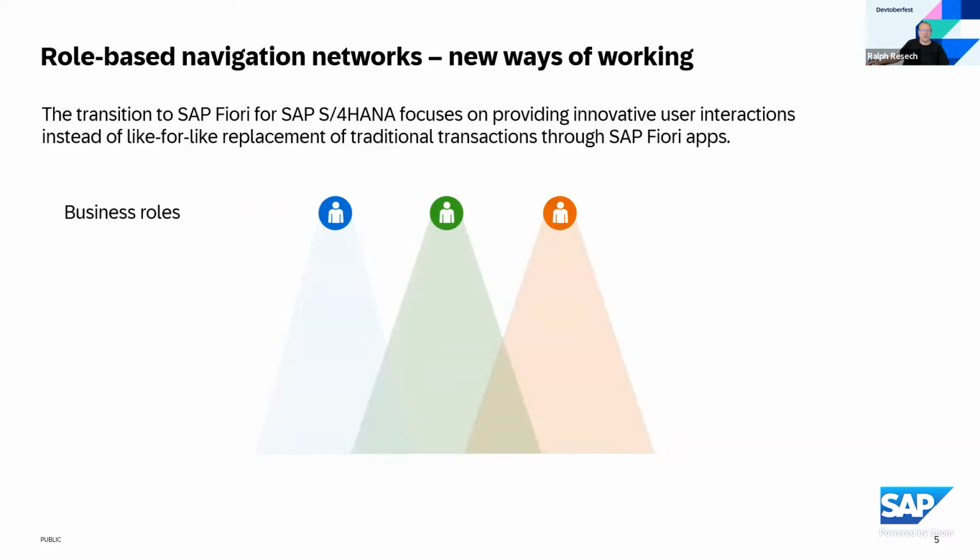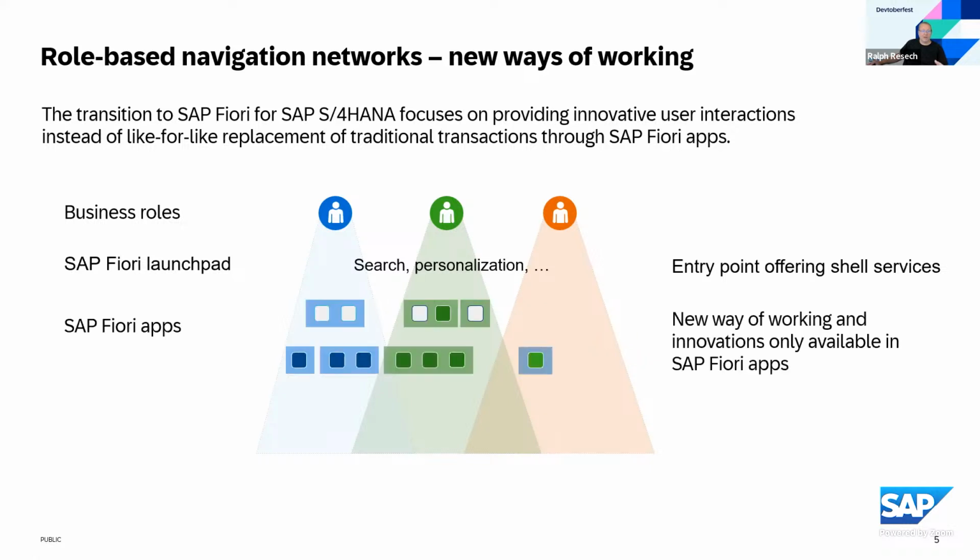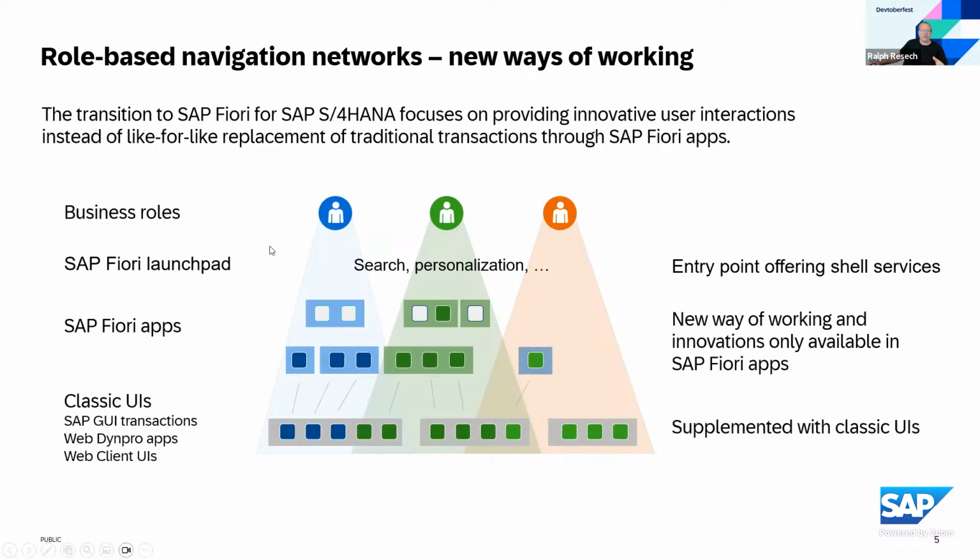So the role-based navigation, which is the central part of S/4HANA, gives you predefined paths how you navigate through applications. So let's say you start with a transaction that displays all your orders, and then you drill deeper into one order. That means you probably start with a UI5 app that shows you all the orders, and then you click somewhere in there and you see a different screen from a different application.